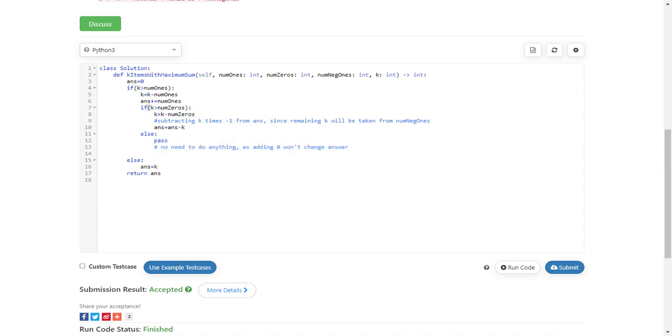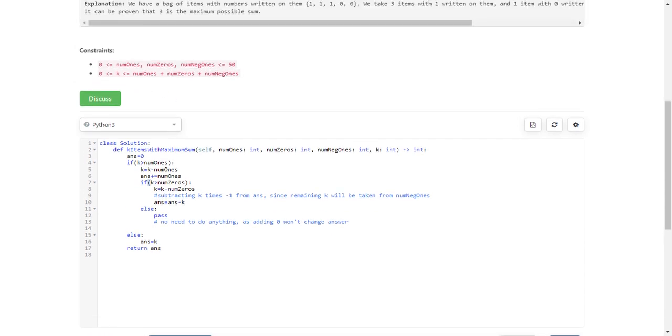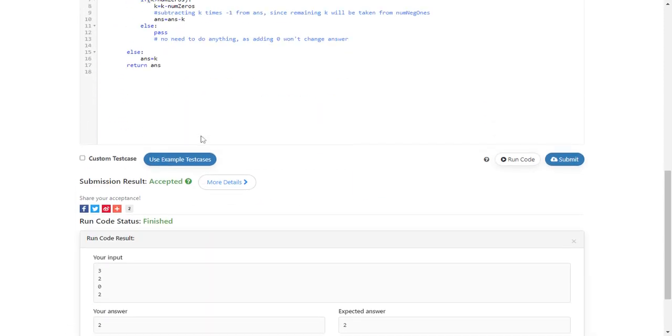So if my k is greater than num zeros, that means I'm not able to satisfy k with num ones and num zeros. Still k is exceeding. So what I have to do finally, see, it cannot exceed all the three, right? These two are not able to satisfy k now. So I'm taking the third one, which is num neg ones.